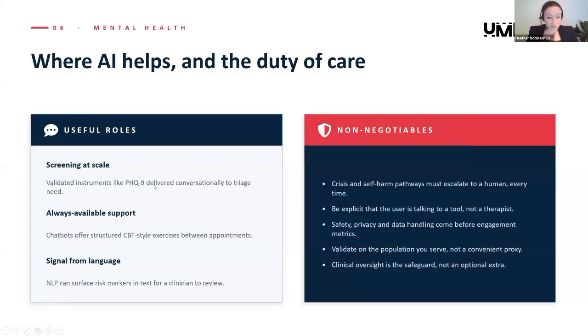So there are some sort of validated tools like PHQ-9, which you can look into if you're interested in this space, that can be delivered via conversational LLMs potentially to triage how serious a patient is. Are they discussing things like mild depression type symptoms? Are they discussing things that might be intentional towards suicide, for example? Like, getting this right is a very important question.